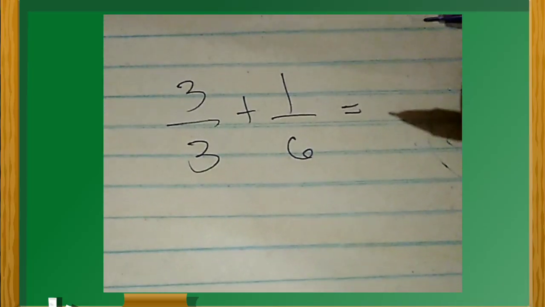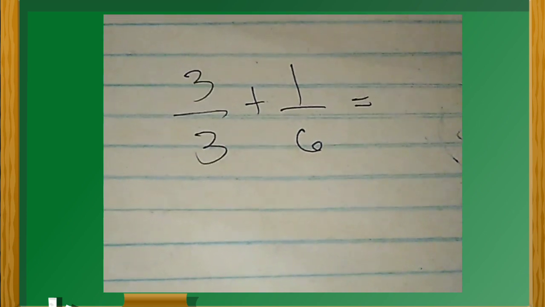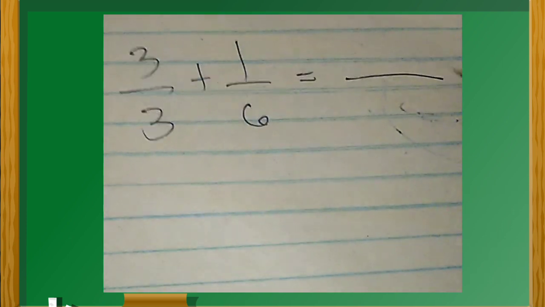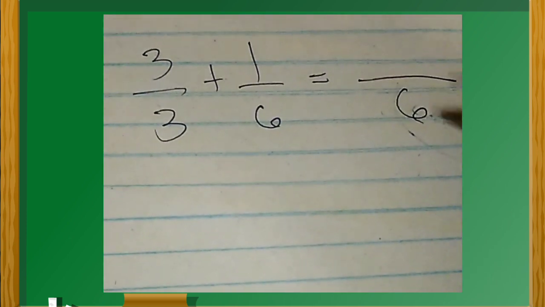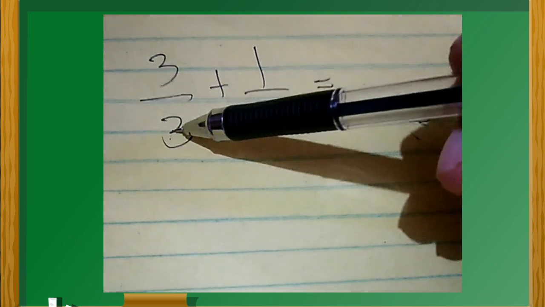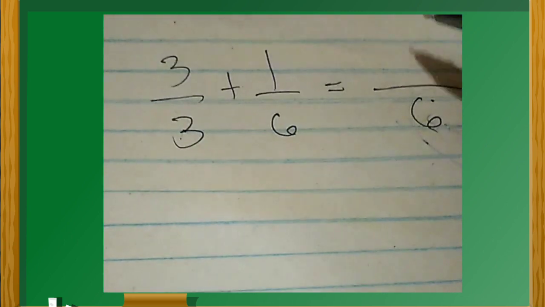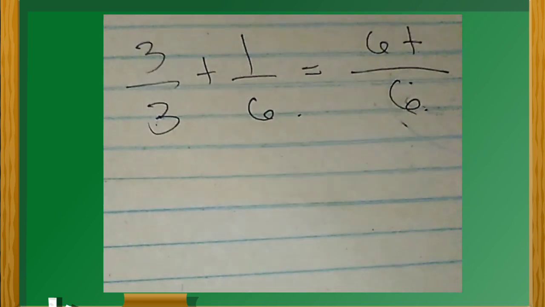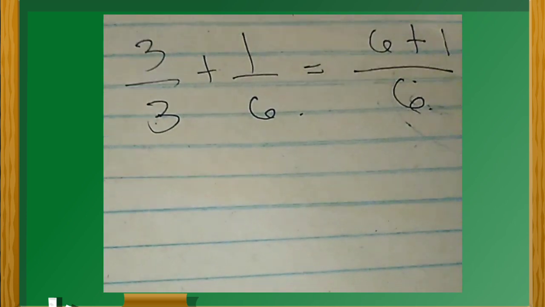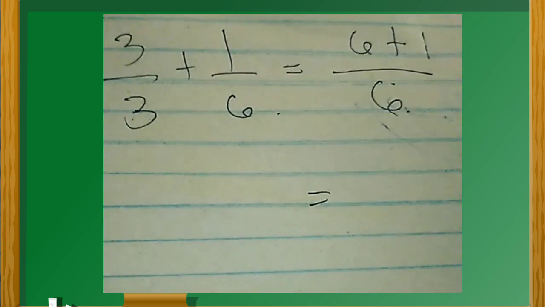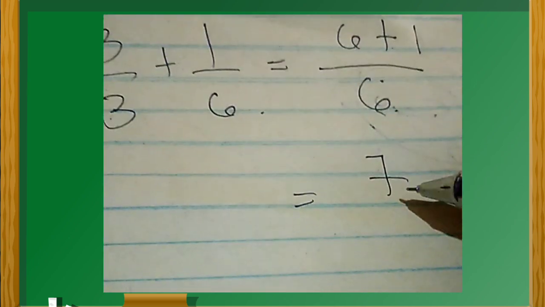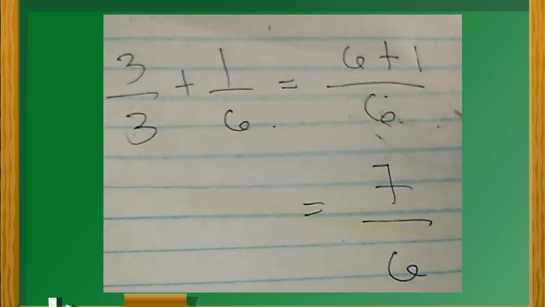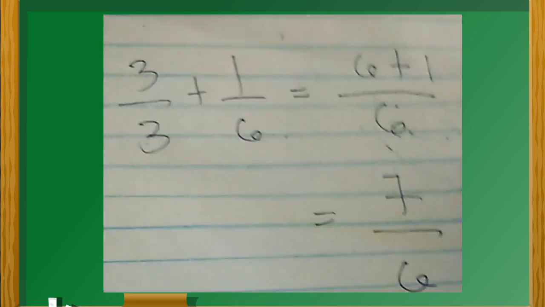I have constructed here an example, which is 3 over 3 plus 1 over 6. First, we must find the LCD, which is 6. So 6 divided by 3 is 2, times 3 equals 6. Plus 6 divided by 6 equals 1, times 1 equals 1. So 6 plus 1 equals 7, and copy the denominator. So the answer for this problem is 7 over 6.